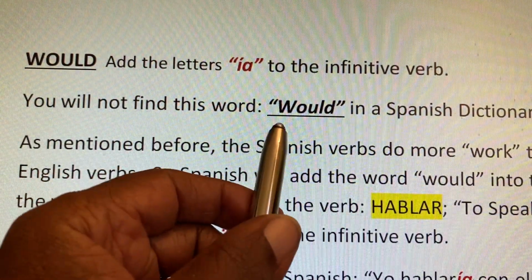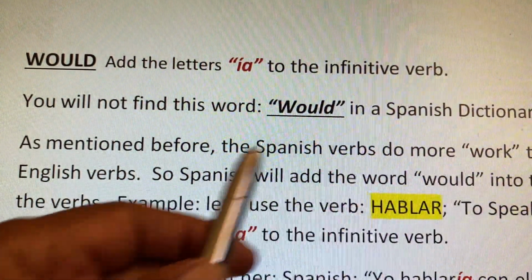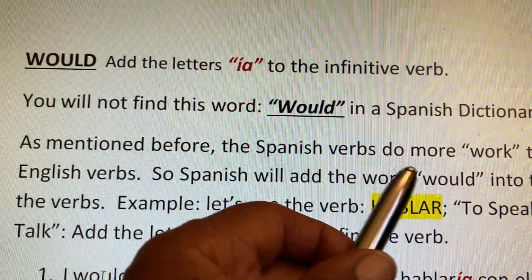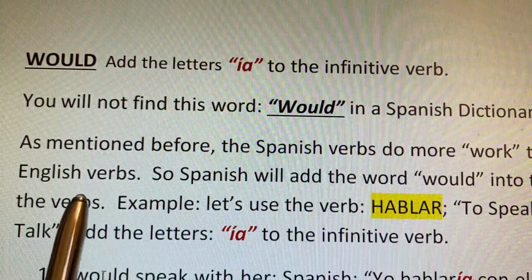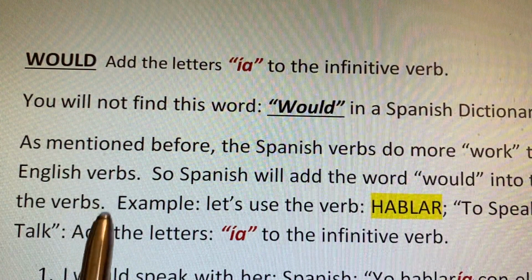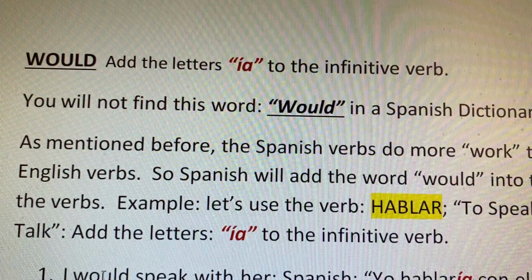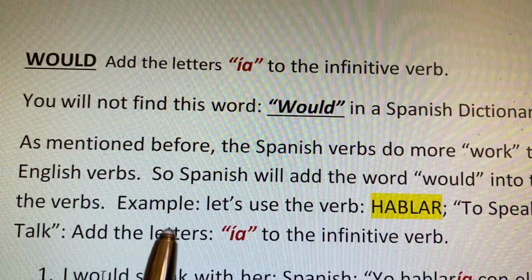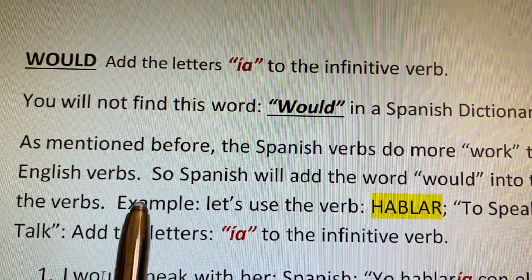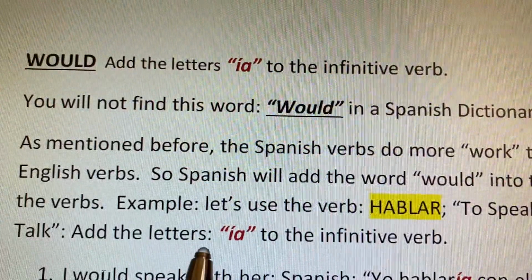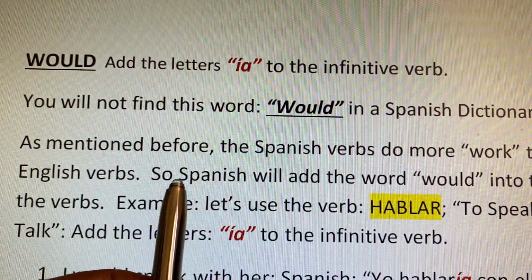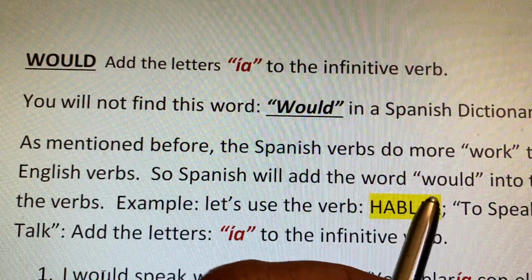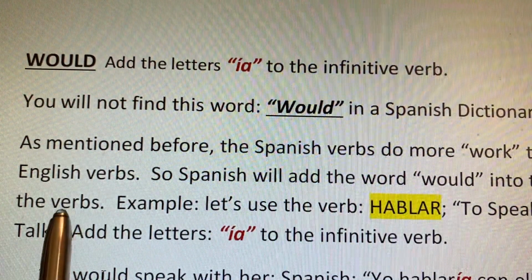So you will not find this word would in a Spanish dictionary. As mentioned before, the Spanish verbs do more work than English verbs. So always think of the verb first if you want to tell somebody something. Don't start off with my mother was talking. Start off with talking, and then conjugate it for my mother. All right, so Spanish will add the word would into the ending of the verbs.